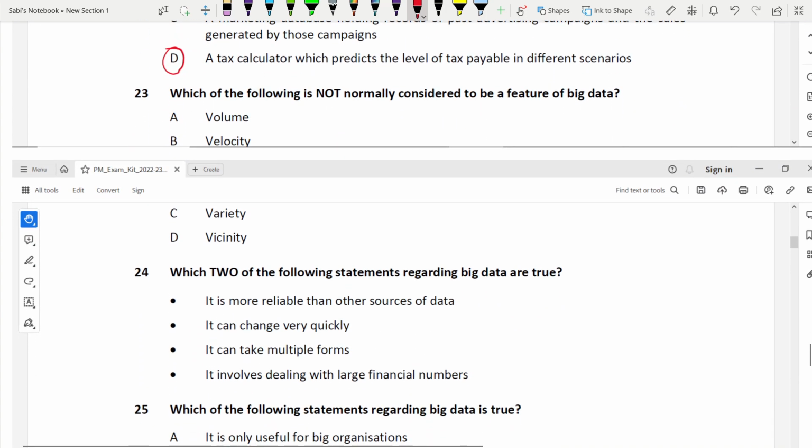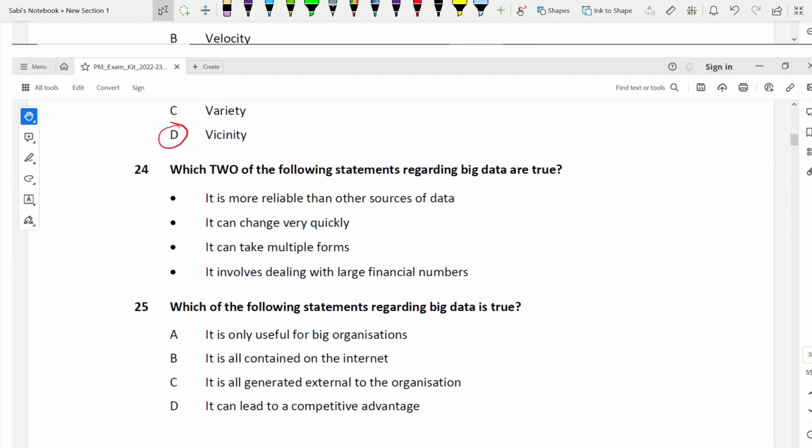23. Which of the following is not considered to be a feature of big data? That means you have to know the features of big data, the three V's: velocity, variety, and volume. So the right answer is D. It's not a feature of big data, so it's out. 24. Which two statements regarding big data are true? Even if you give one, you will not get the marks. You have to write both answers.